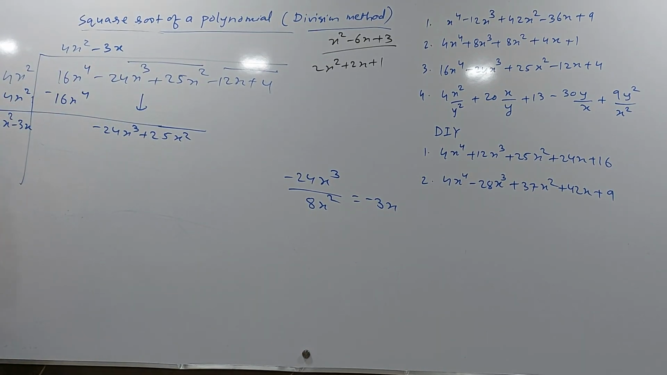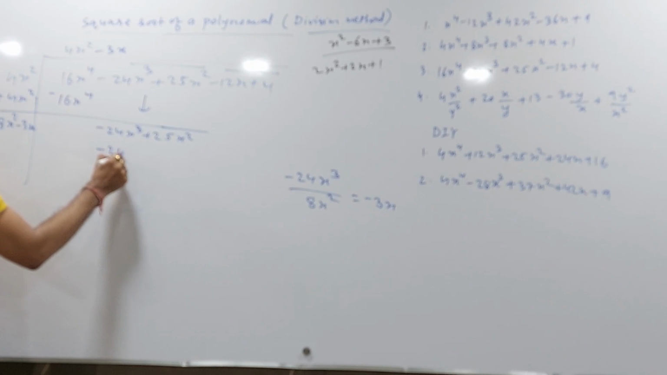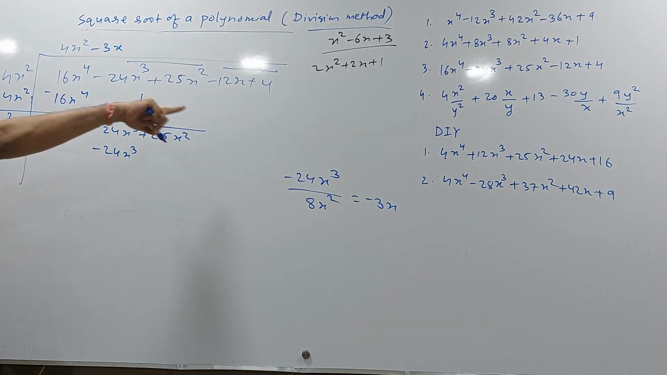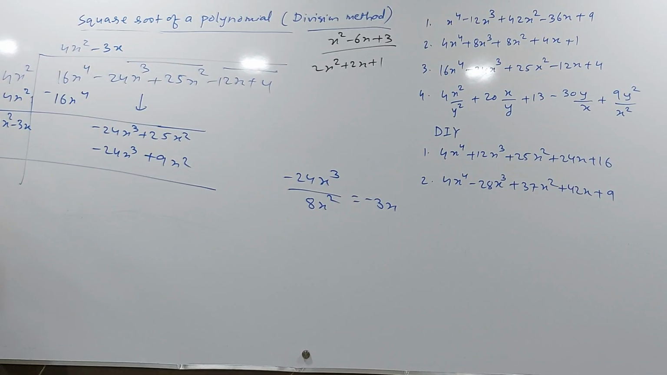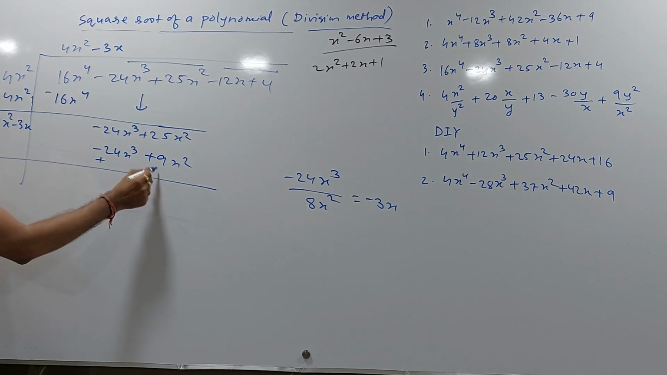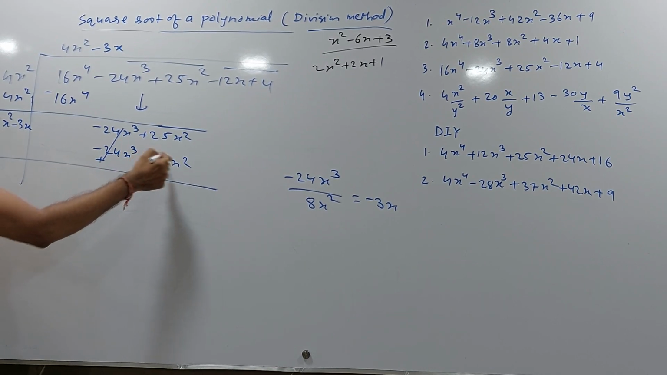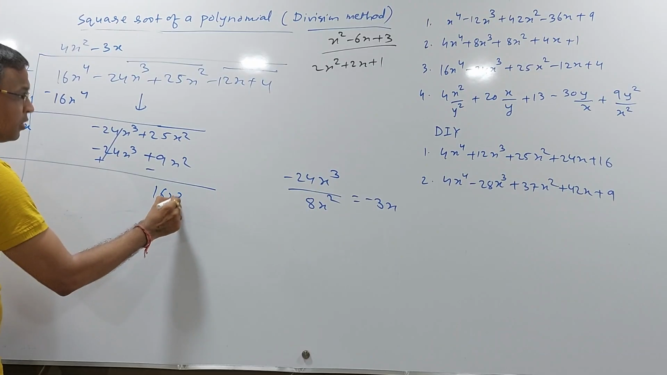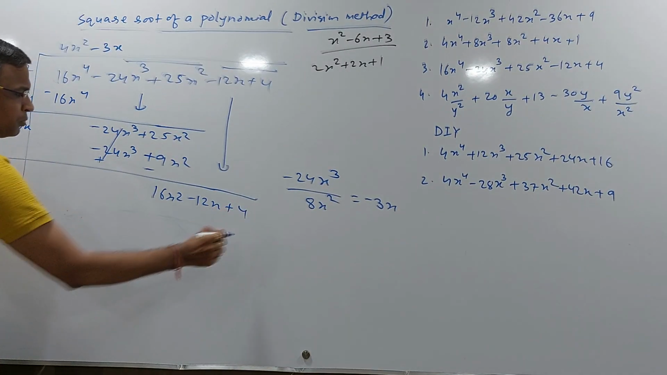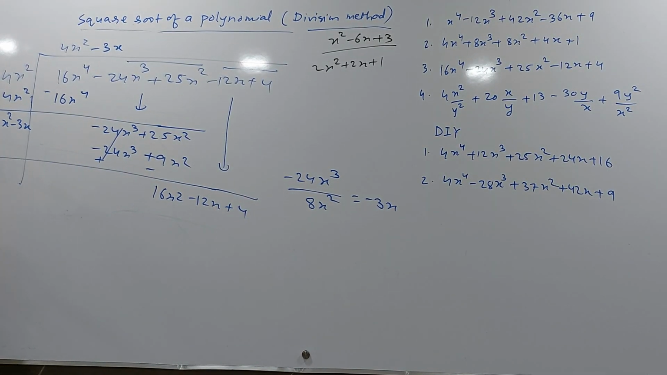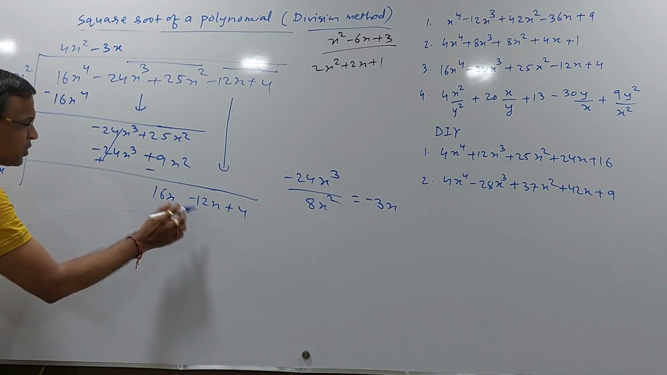Minus 3x into 8x square is minus 24x cube. It will come the same because we have done that step over here. Minus 3x into minus 3x is plus 9x square. Fine. So minus becomes plus, plus becomes minus. This gets cancelled. 25 minus 9 is 16x square. Dropping down the next pair, that is minus 12x plus 4. Always remember you need to write down minus 3x. Basically we are adding it, so it is 8x square minus 6x and something. And here it is 16x square.